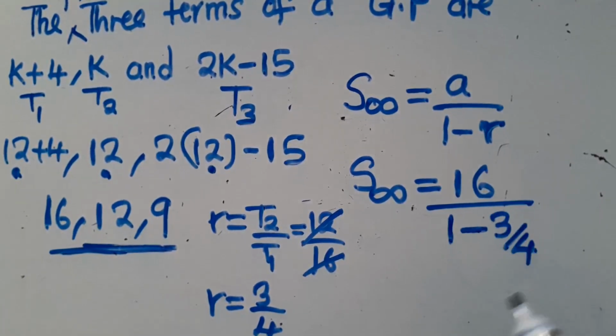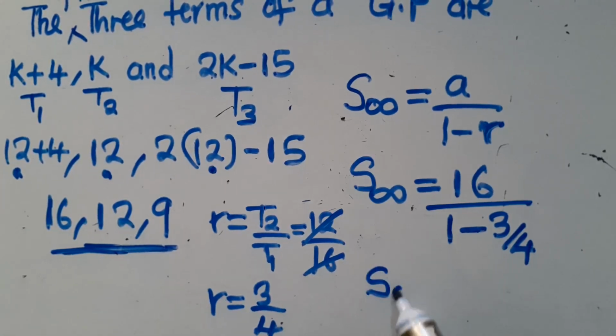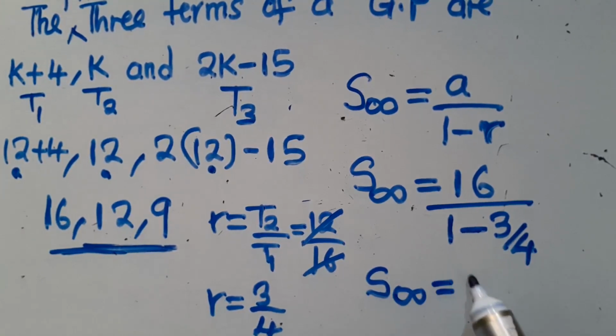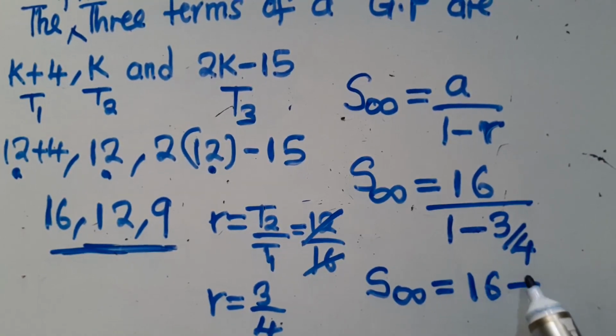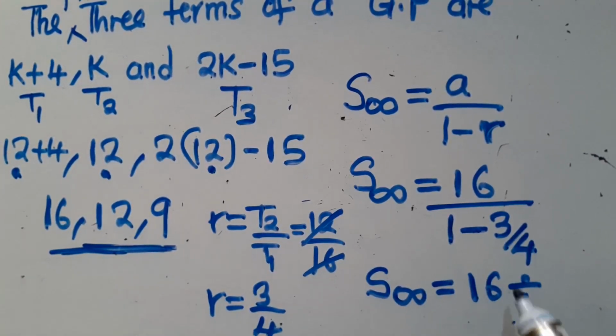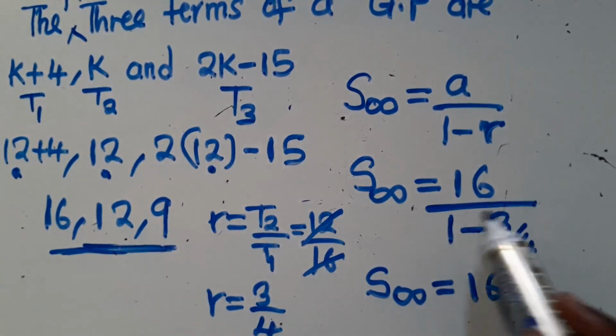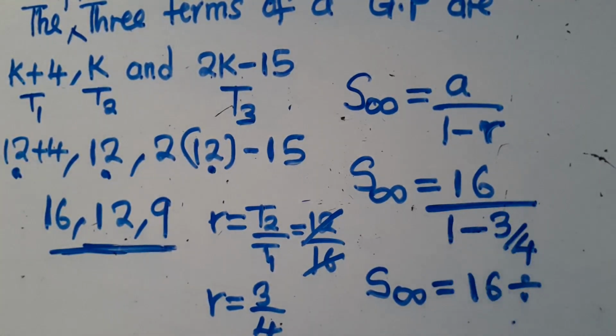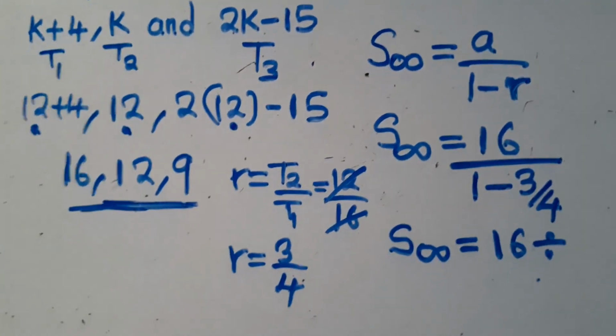This is what you are supposed to do. You say this is now equal to 16 divided by 1 minus 3 over 4. This is division. So, you can punch that on your calculator. There is no problem. But if you don't want, you can do it manually. There is no problem.